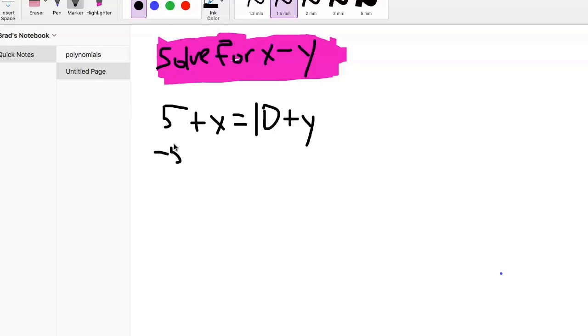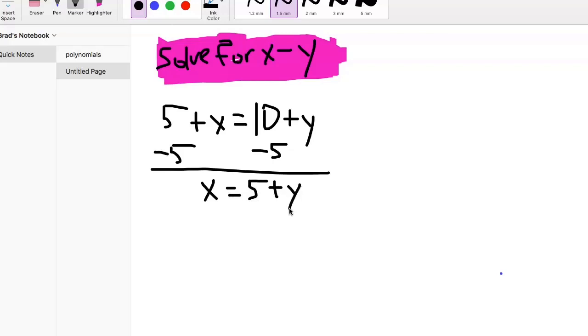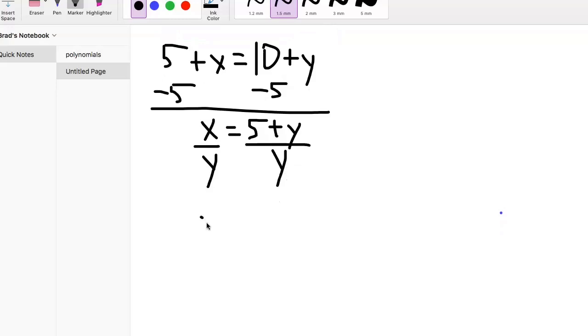Subtract 5, subtract 5. x equals 5 plus y, just where we were a second ago. So when we did minus y, we just subtracted y from both sides, and then we were done. So on this one, we're just going to divide each side by y. Not exactly rocket science, right? But it can look confusing if you haven't seen problems like this before. And so then we have our x divided by y.